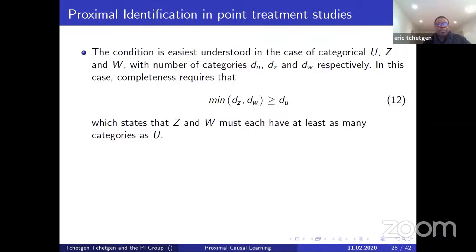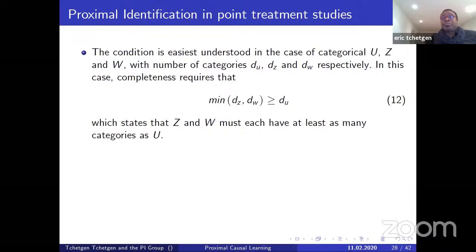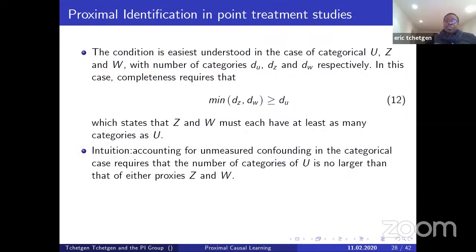Let me just say very briefly, the conditions are easiest understood in the case of categorical U, Z, and W, with number of categories DU, DZ, and DW, respectively. In this case, completeness requires that Z and W must have at least as many categories as U. This is a really important point. Nothing is free. You need to have strong proxies, and they need to be rich enough. The intuition here is that accounting for unmeasured confounding in the categorical case requires that the number of categories of U is no larger than that of either proxy, Z and W.